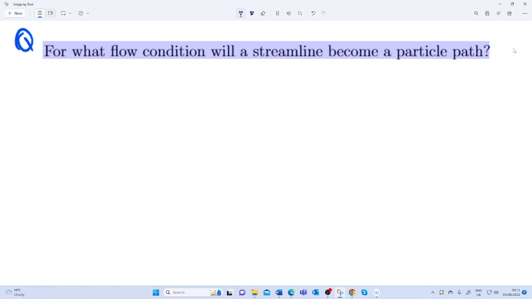In real world situations, achieving all these conditions simultaneously might be challenging, but under the appropriate circumstances, streamlines closely resemble particle paths.